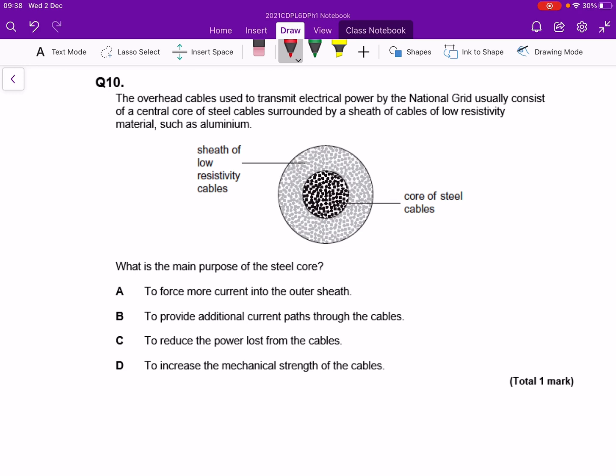This one we did talk about in class briefly. Steel cables are typically put into a cable in order to increase the mechanical strength, make them stronger. None of the other answers are really the main purpose, and we discussed this in class a little bit.